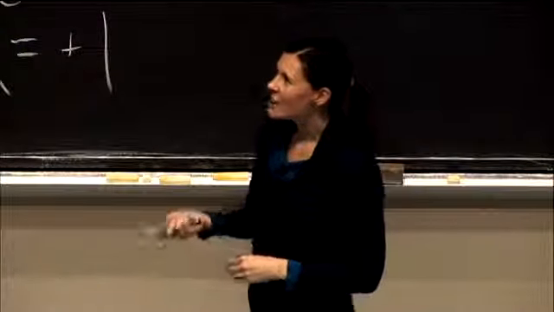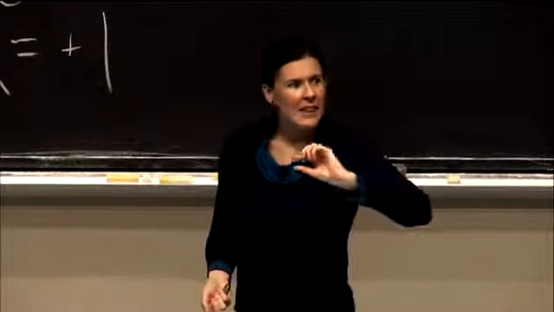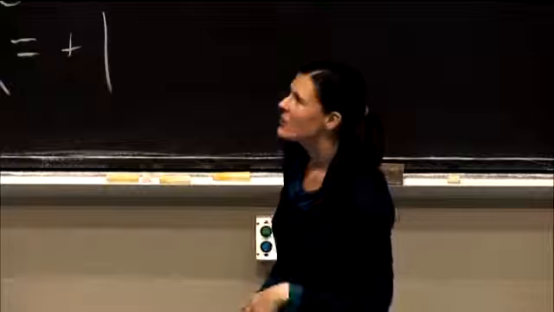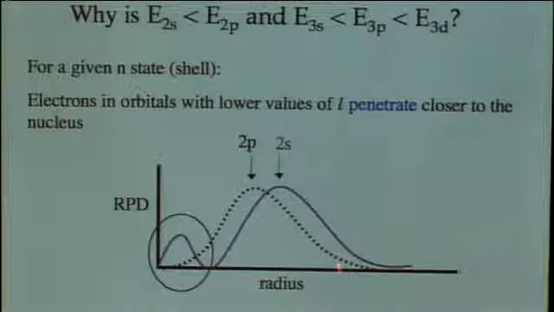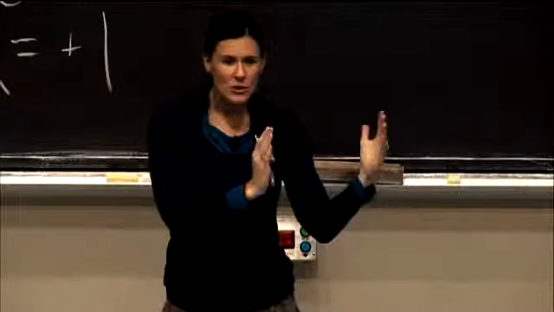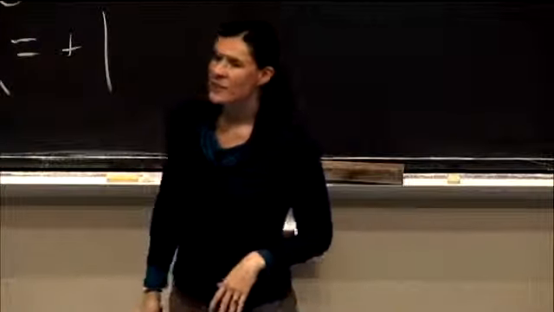So what is actually going to matter is how closely that electron can penetrate to the nucleus. And what I mean by penetrate to the nucleus is, is there a decent amount of probability density that's very close to the nucleus? So if we superimpose, for example, the 2s radial probability distribution over the 2p, what we see is there's this little bit of probability density in the 2s, but it is significant, and that's closer to the nucleus than it is for the 2p.